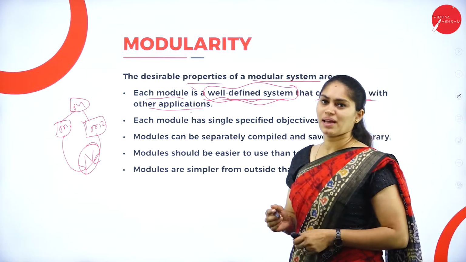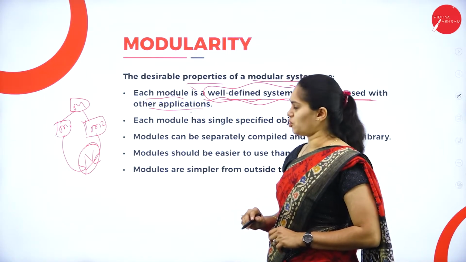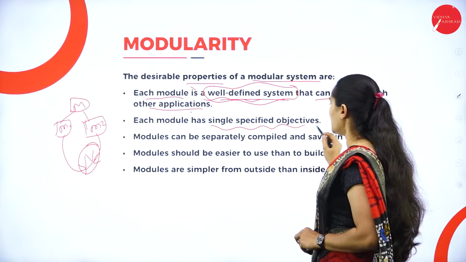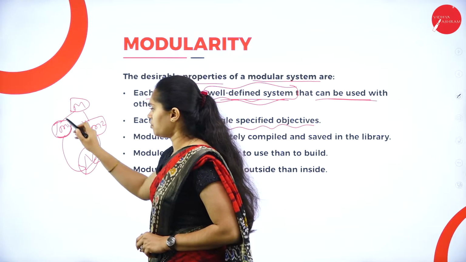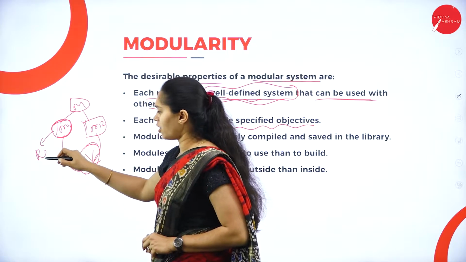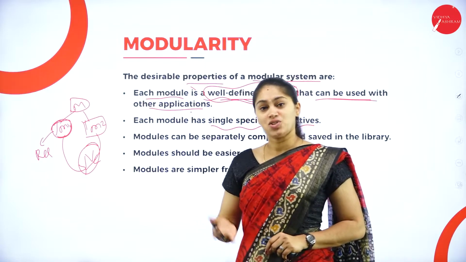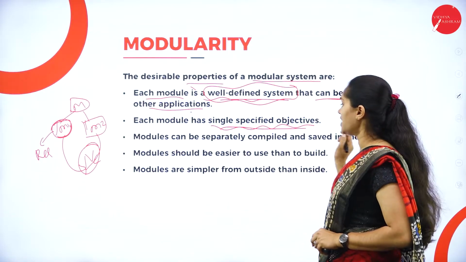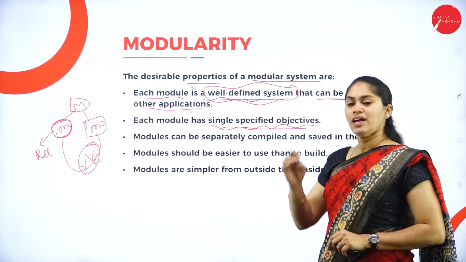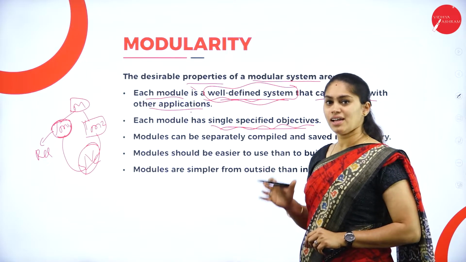If I want to develop any other application, there also I can use this modularity approach, and each module has a single specified objective. So if I say M1, this M1 will give a specific resultant. It is not subjective in nature, it is objective in nature. That is, each module has a single specified objective. Each module will give some productivity with respect to a particular objective.